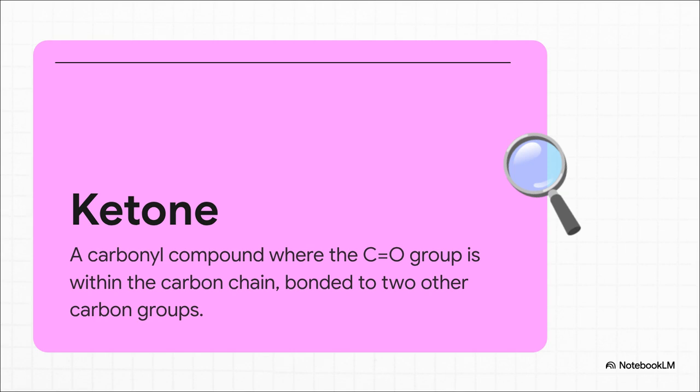Next, meet the ketones, and they're the perfect contrast to aldehydes. So if an aldehyde's carbonyl group is at the end of the line, a ketone's is always stuck somewhere in the middle, kind of sandwiched between two other carbon groups. And their names, fittingly, get an "-one" suffix, like in propanone.